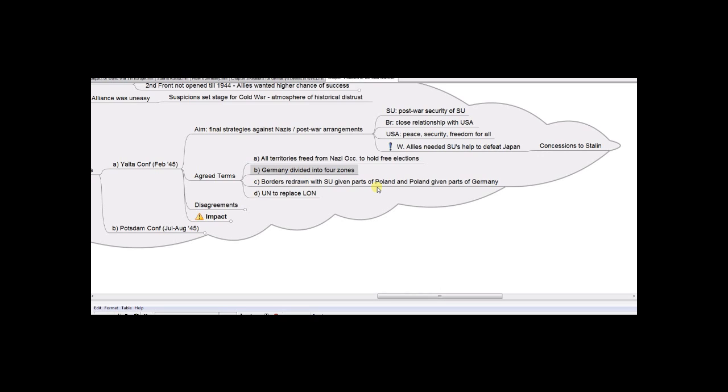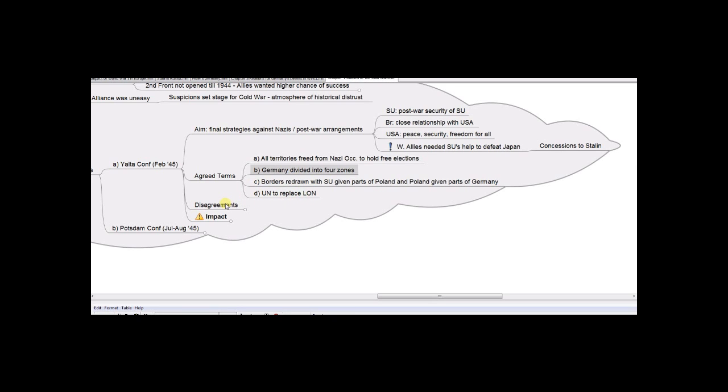So remember when I spoke to you guys about Wrocław, which was previously Breslau. That was an example of a place which initially belonged to the Germans, but after World War II belonged to Poland. And finally, because the League of Nations had been so unsuccessful, the United Nations, the UN, would be created to replace the League of Nations at the end of the war. So these were the four main issues that were agreed on during the Yalta Conference.